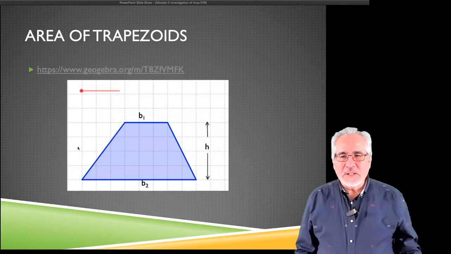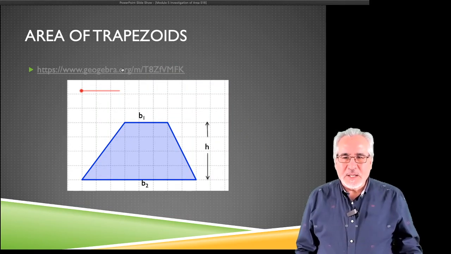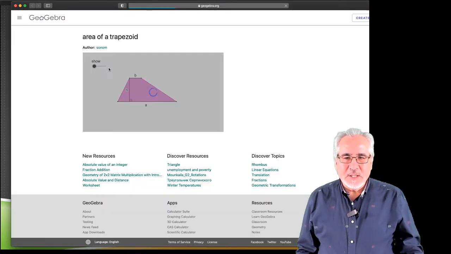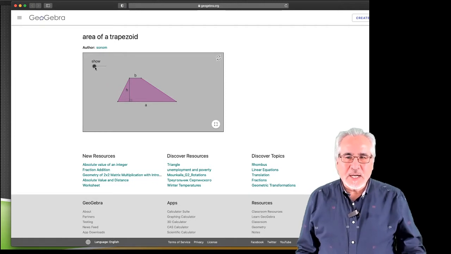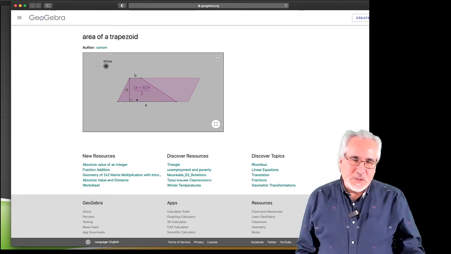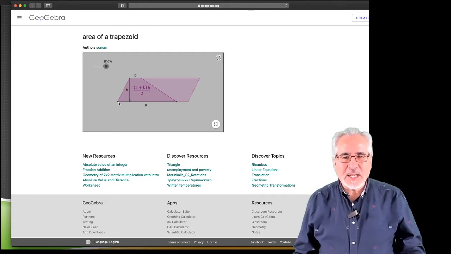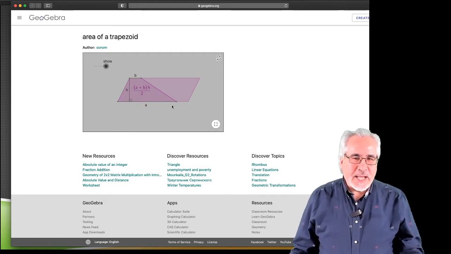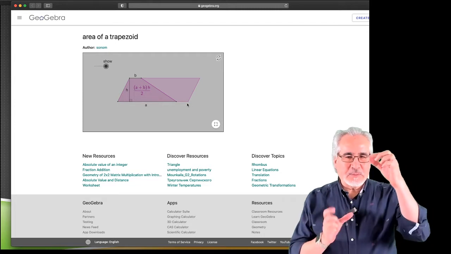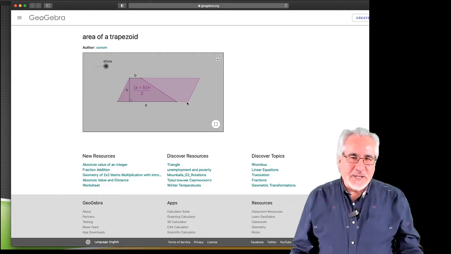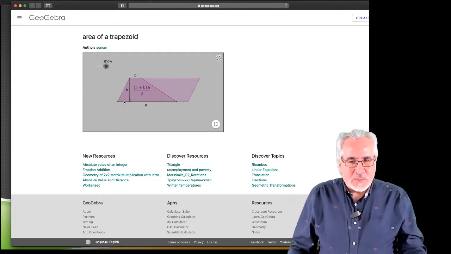Okay, one last thing to look at is this one with a trapezoid. With the trapezoid, we do the same thing. We make a copy of the trapezoid and swing it around, and you can see we've got a parallelogram. Again, we could move this little triangle part over here and have a rectangle, but we can see the base is a plus b, the top base plus the bottom base, and then we multiply times the height.